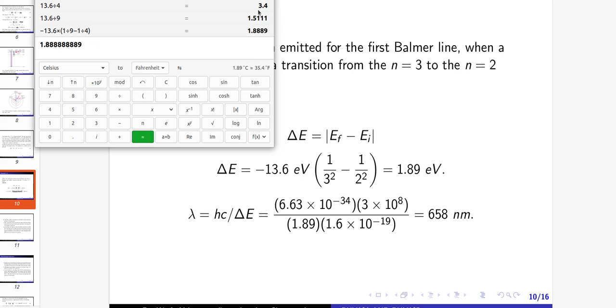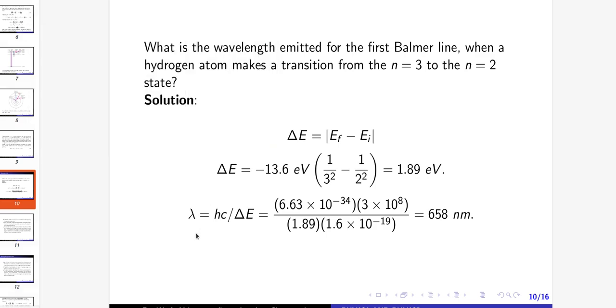So we get 1.88889, which is approximately 1.89 electron volts. Then to calculate the wavelength that is emitted, we use hc over delta E. The h is Planck's constant, which is 6.63 times 10 to the power minus 34. C is the speed of light, which is 3 times 10 to the power 8 meters per second. This is joule second.